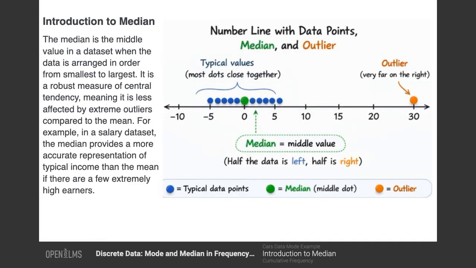Introduction to median. The median is the middle value in a dataset when the data is arranged in order from smallest to largest. It is a robust measure of central tendency, meaning it is less affected by extreme outliers compared to the mean. For example, in a salary dataset, the median provides a more accurate representation of typical income than the mean if there are a few extremely high earners.